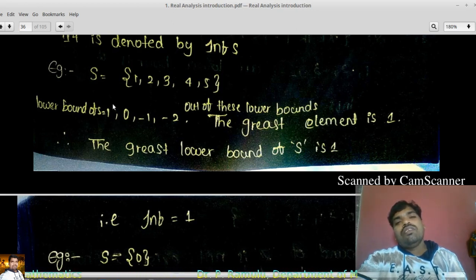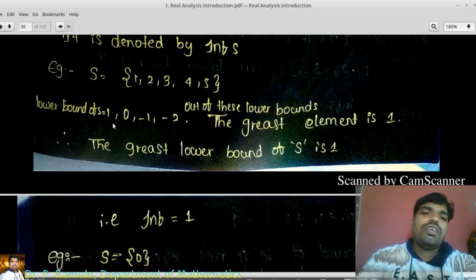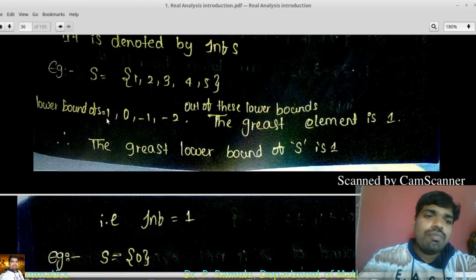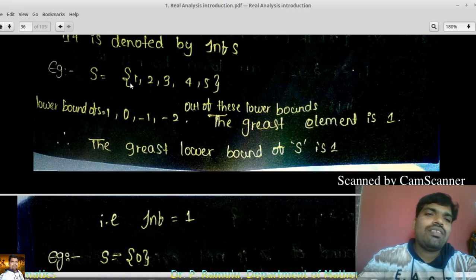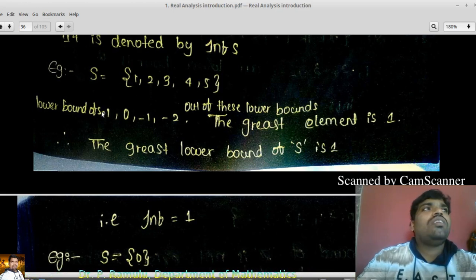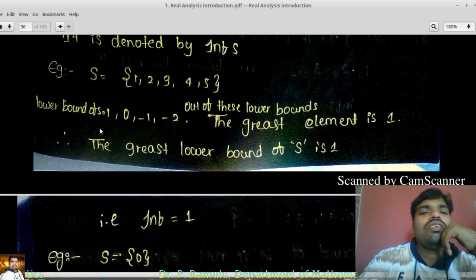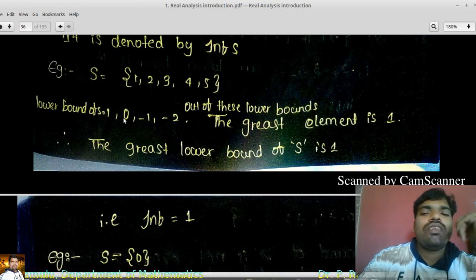If I take 1, S is a non-empty set and 1 is a lower bound. If any real number greater than 1, like 1.1, is not a lower bound of S, then 1 is called the greatest lower bound or infimum of S. If I take 1.1, it is not a lower bound of S. So any real number greater than 1 is not a lower bound of S. Therefore, we say that 1 is infimum of S.